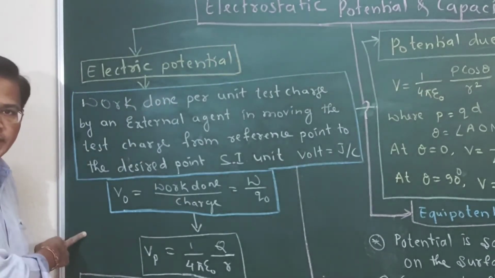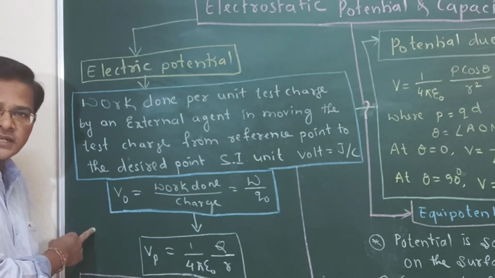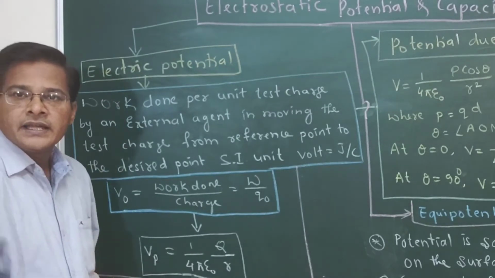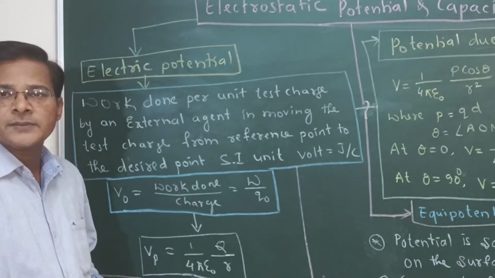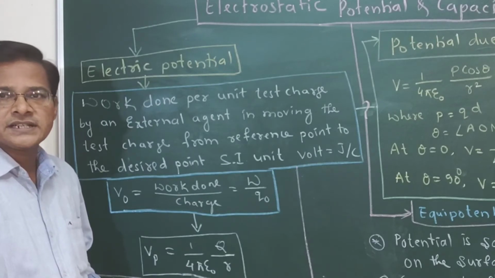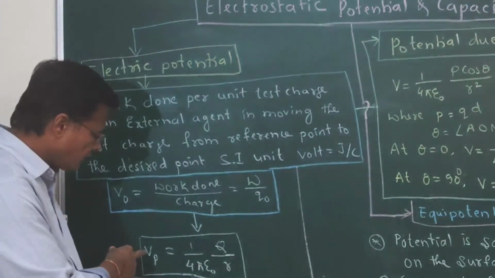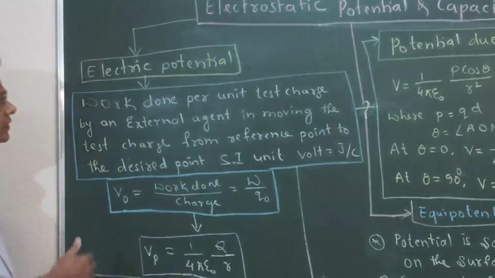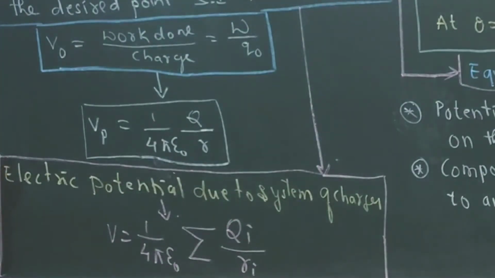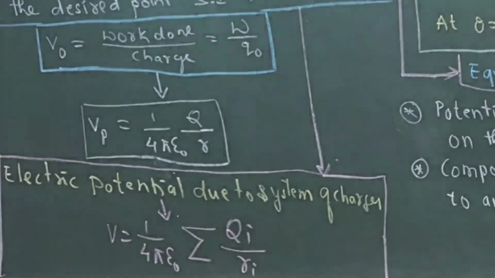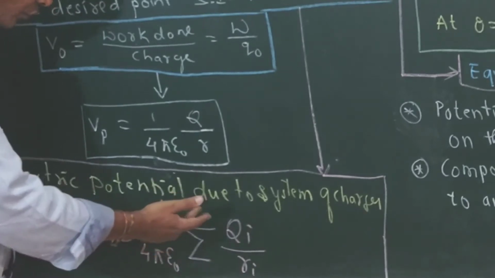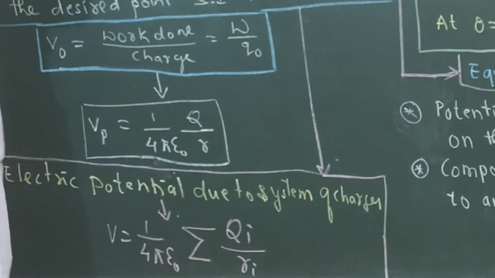It is a scalar quantity. This electric potential is a scalar quantity. Now the electric potential due to an isolated point charge placed at a certain distance: Vp equals 1 divided by 4 pi epsilon naught times Q by R. For a system of multiple charges, V equals 1 divided by 4 pi epsilon naught times the summation of Qi by Ri.